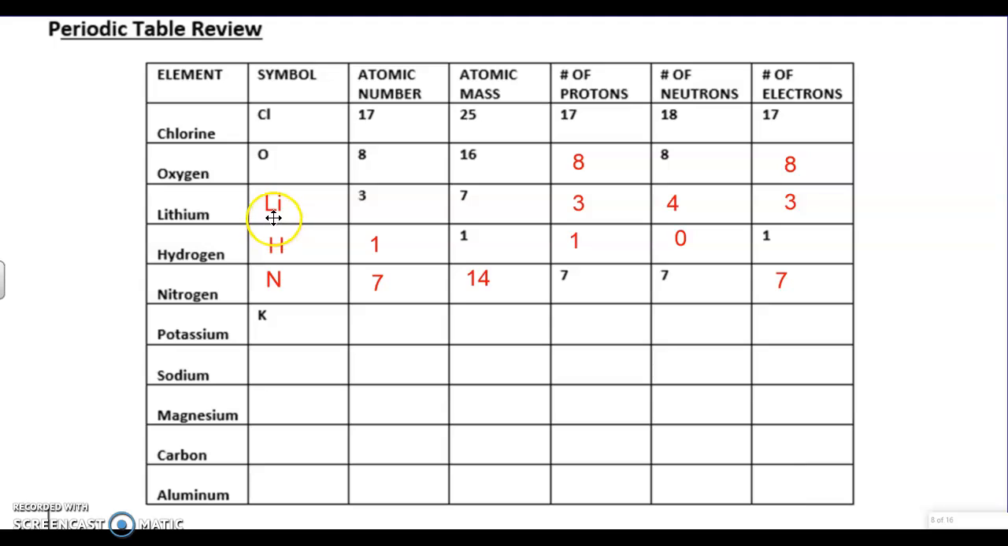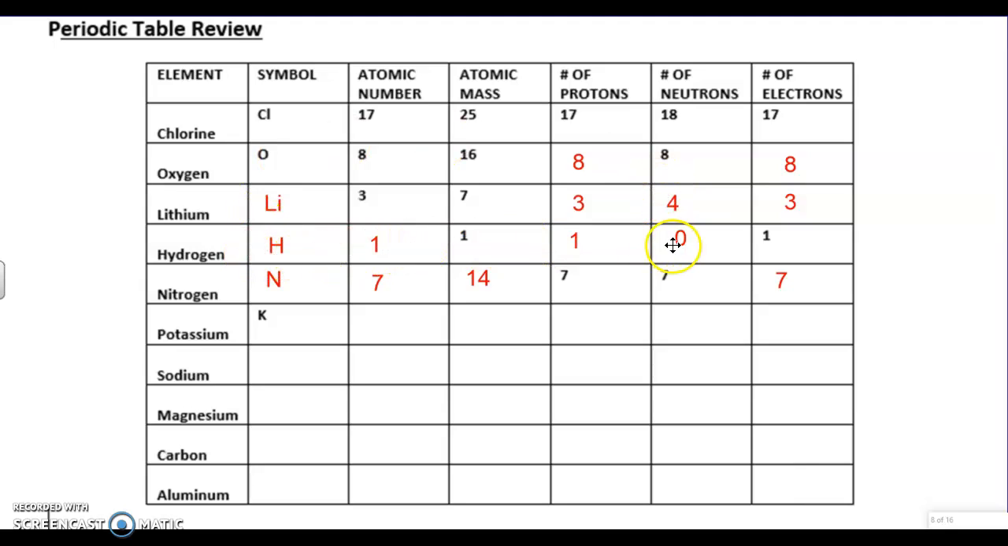Lithium, I'm looking in my periodic table to see the capital L, small I. 3 protons, 3 electrons. The mass is given as a rounded number to 7. 7 minus 3, in other words, the mass of the nucleus, taking away the protons, leaves us with 4 neutrons.